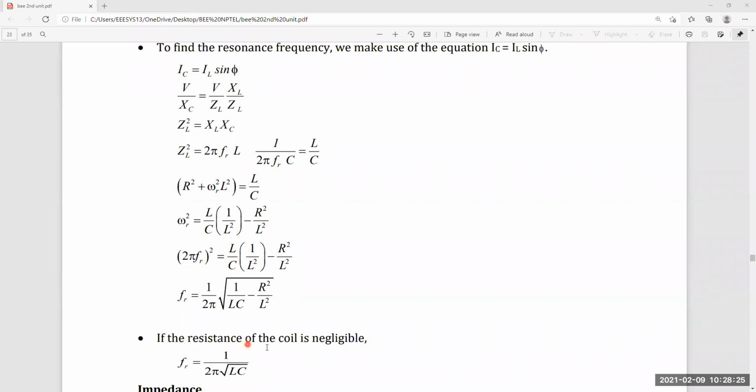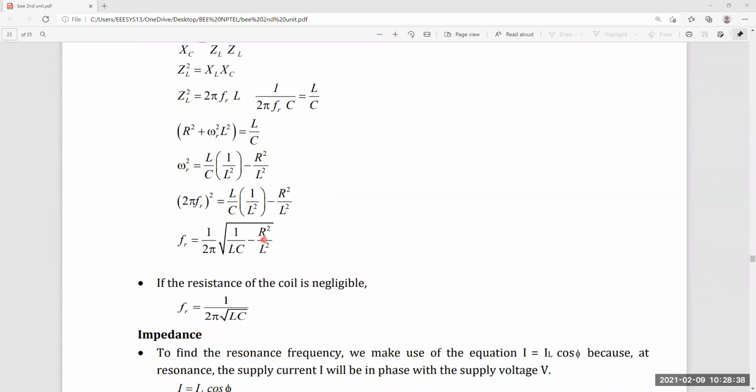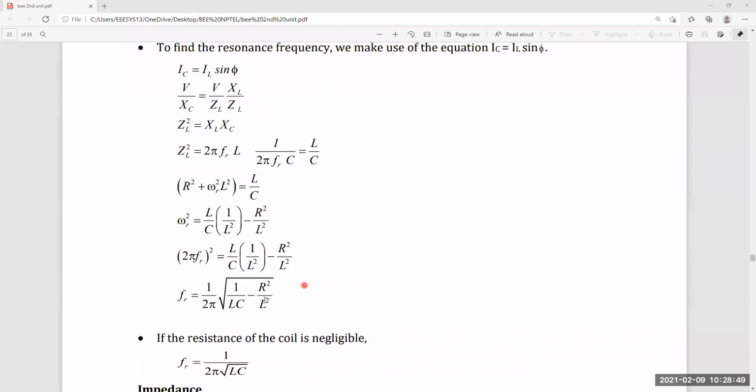If the resistance of the coil is negligible, so R is equal to 0, in that case you will get FR is equal to 1 by 2 pi root LC. If resistance is very, very small, you will get the resonance frequency FR is equal to 1 by 2 pi root LC. So L and C are very high values compared to resistance in a parallel circuit.